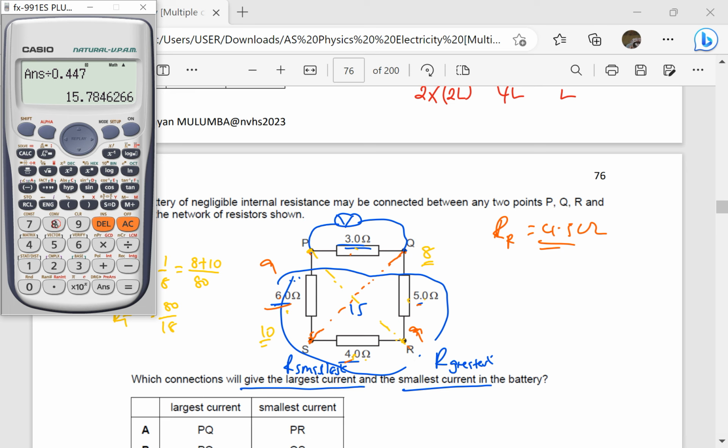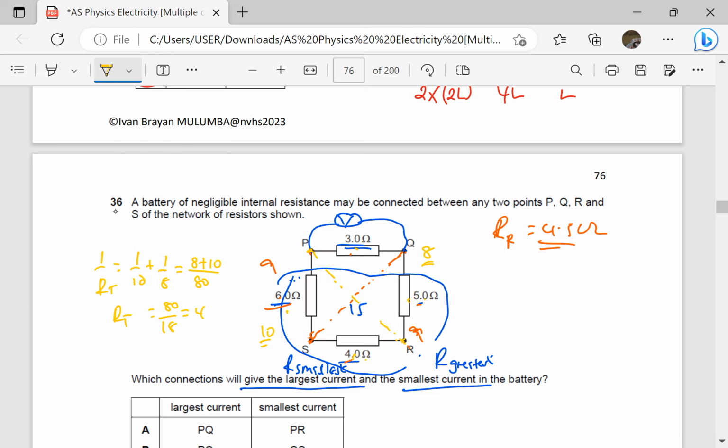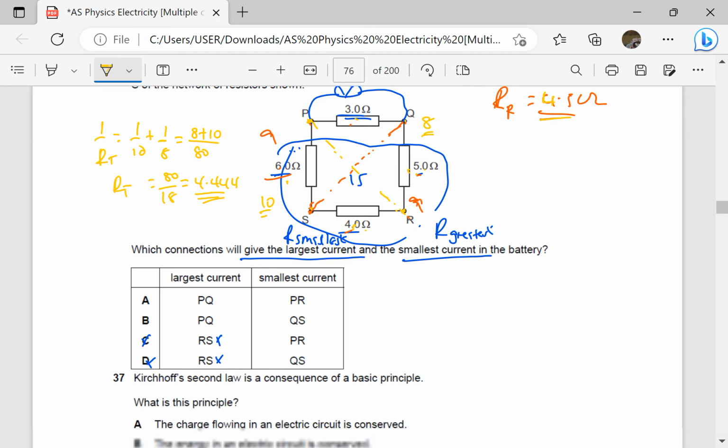So let's check 80 divided by 18. That is 4.444 recurring, which means that when you choose these connections, the resistance is less than 4.5. So the greatest resistance is 4.5 when the connection is between Q and S, which makes 5 and 4 in series, 6 and 3 in series. Then the combination gives us 9 and 9, which are in parallel, giving us total resistance of 4.5. Therefore, our answer is going to be B.